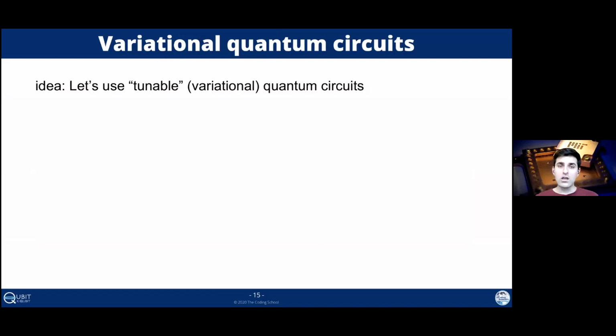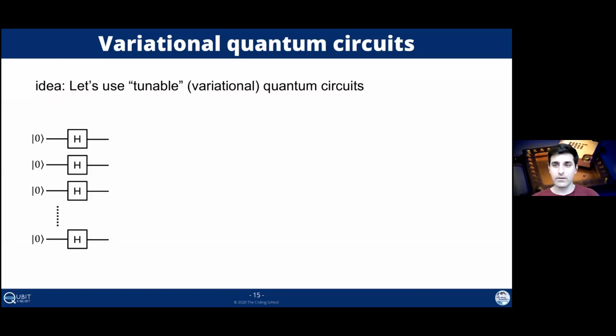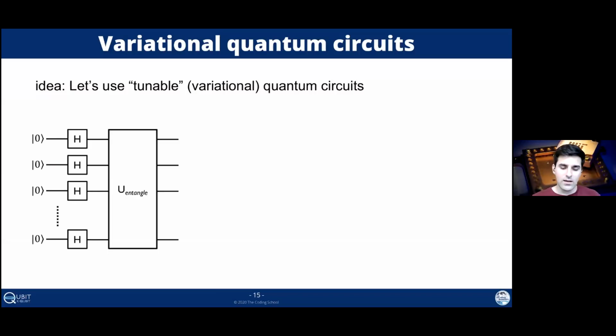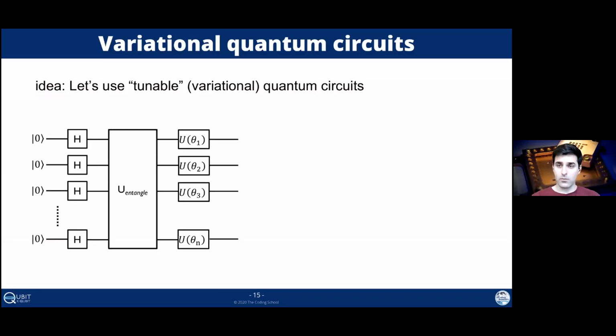Okay, so let's talk about what this quantum circuit would look like. The idea here is that we want to use a tunable quantum circuit. Now, this tunable quantum circuit is called a variational quantum circuit. Variational and tunable are the same thing. So we start with all states in zero. I just told you to put everything in an equal superposition using Hadamard on each qubit. And then we apply a set of entangling gates between all the qubits that we have to create some entanglement in the system. And now we add single qubit operations, or in this case, I'm just showing them as U with some arbitrary unitary. We apply single qubit unitaries to each qubit in the circuit.